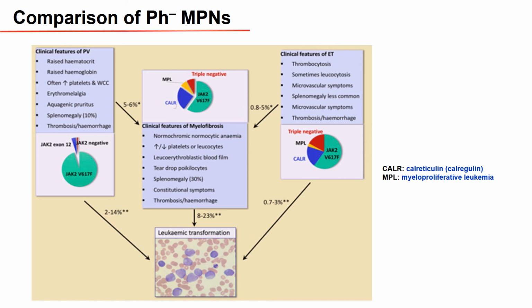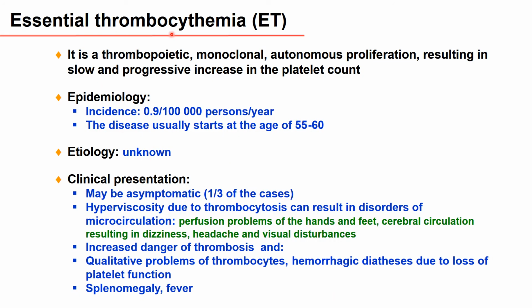Let's start with essential thrombocythemia. It is a thrombopoietic monoclonal autonomous proliferation resulting in a slow and progressive increase in the platelet count. Epidemiology, the incidence is about 0.9 per 100,000 persons per year, and usually it starts in the elderly, over 55 or so.